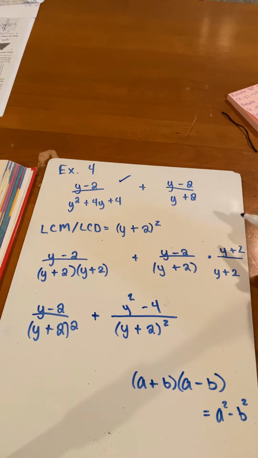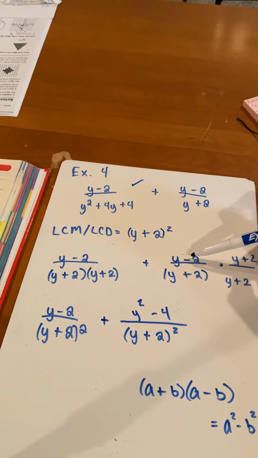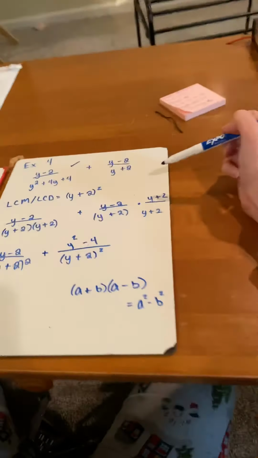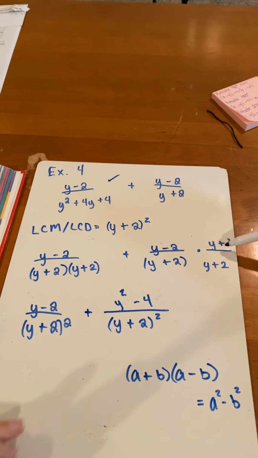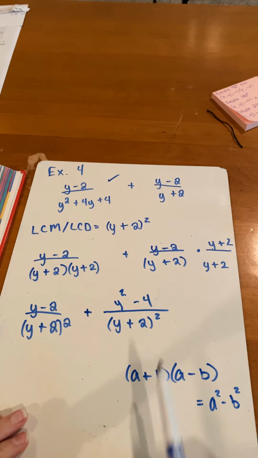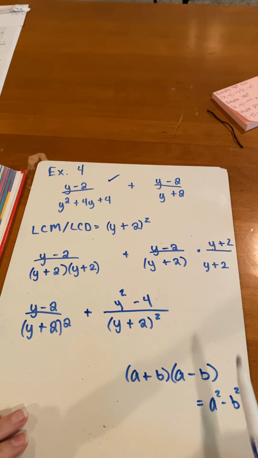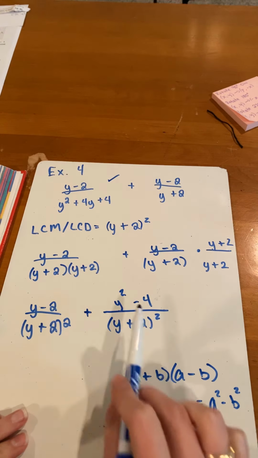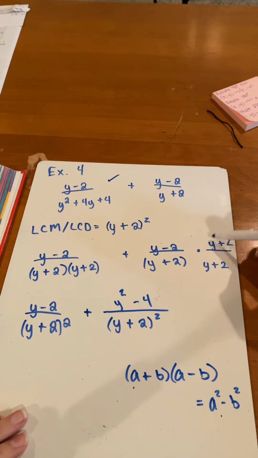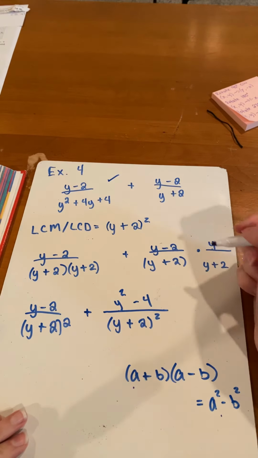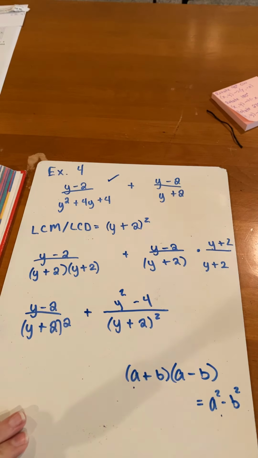So again, one more time. We had y minus 2 times y plus 2. Whoops, y plus 2 times y minus 2 is the same thing as a plus b times a minus b, which is the same thing as the difference of perfect squares. When that's the case, you take your a value, you square it, you take your b value, you square it, all with subtraction in the middle. So my a value was y, my b value was 2, so 2 squared is 4. And so this is my simplified expression.